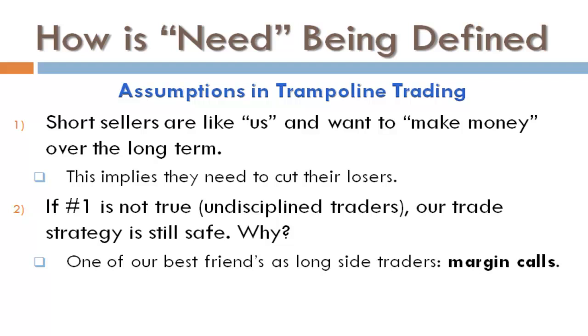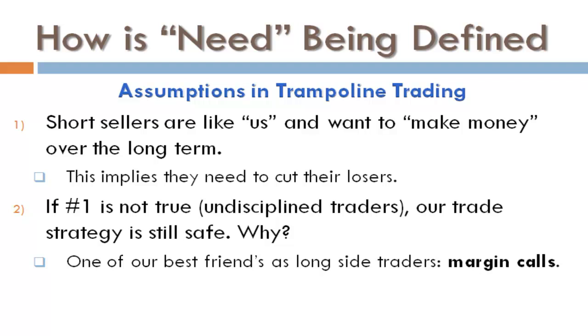So the two assumptions we're making in Trampoline Trading in this strategy are, number one, short sellers are like us and want to make money over the long term. So they're no different. They're in the market to make money, and the way you make money over the long term is simple trade management. You've got to cut your losers when you have them. I think that's a very safe assumption, that short sellers are just like us and they're here to make money.